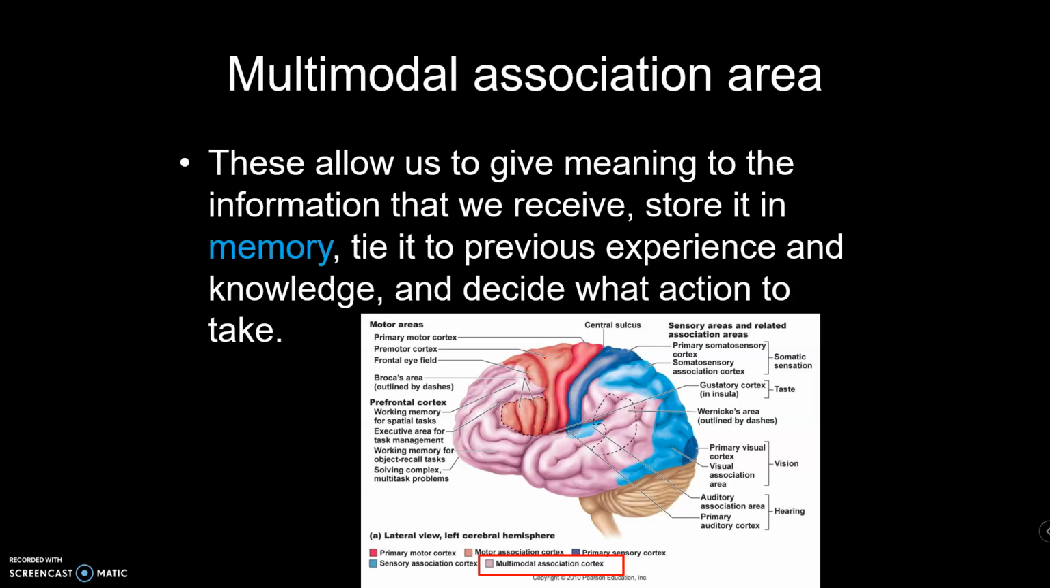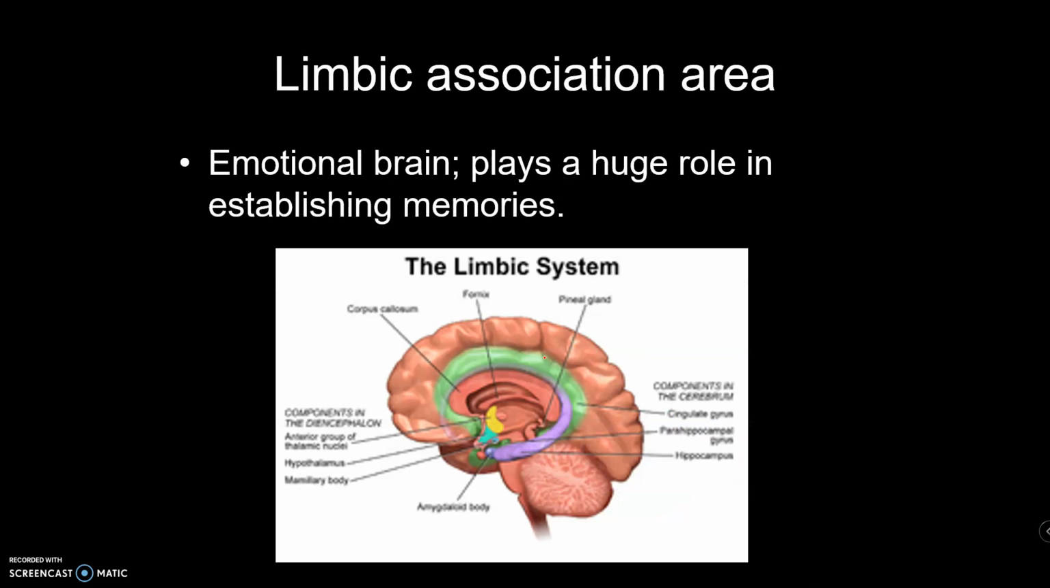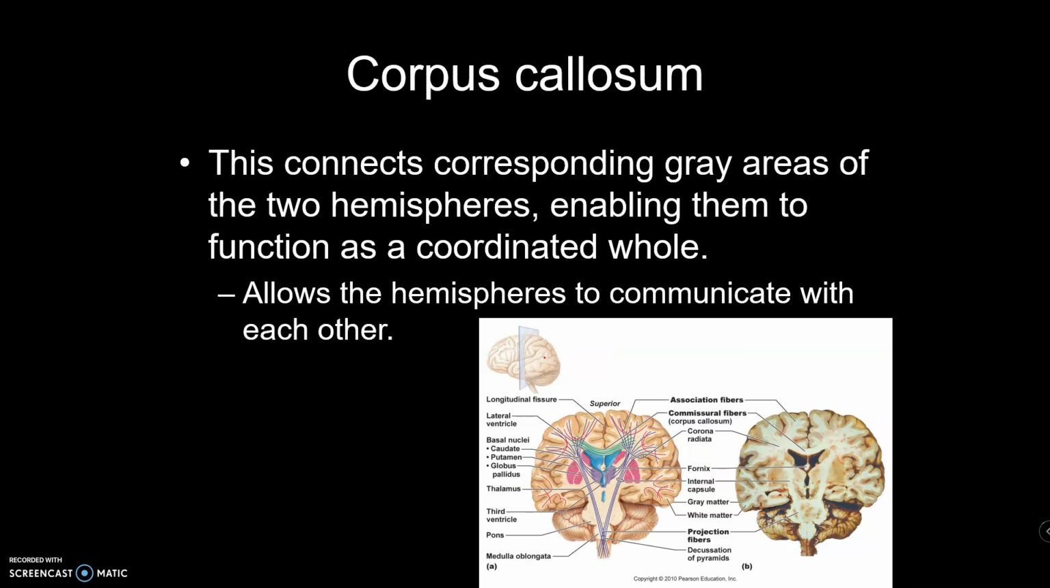Multimodal association area. Again, this is where your memories are, and this is where you're connecting those dots that we mentioned earlier. Limbic association area. This is a big part of you processing your memories, and this is also how you process your emotions and feel your emotions. Corpus callosum. Hopefully when you dissected your brain, you paid pretty good attention to this because you had to cut through this in order to separate your two hemispheres from each other. This is a big old collection of white matter that connects the right hemisphere to the left.